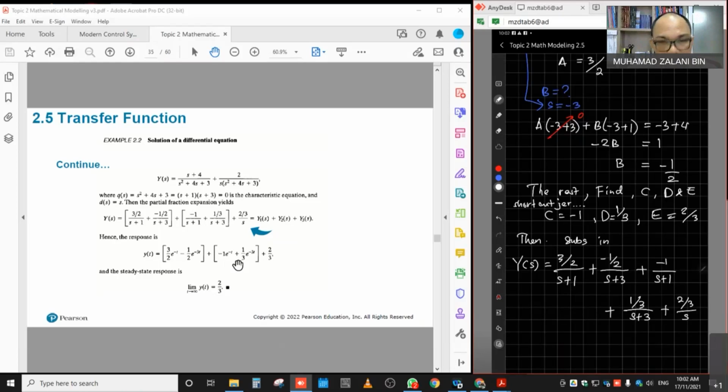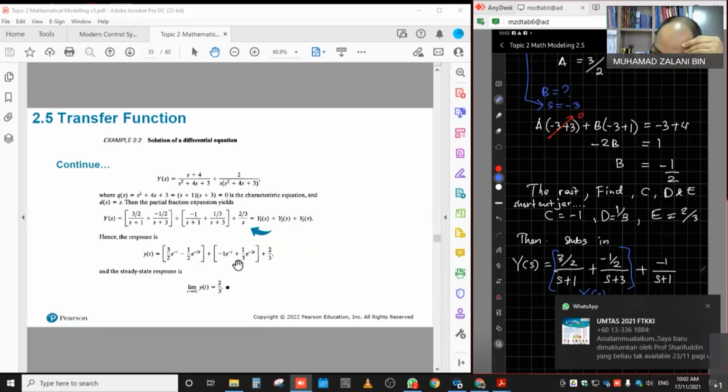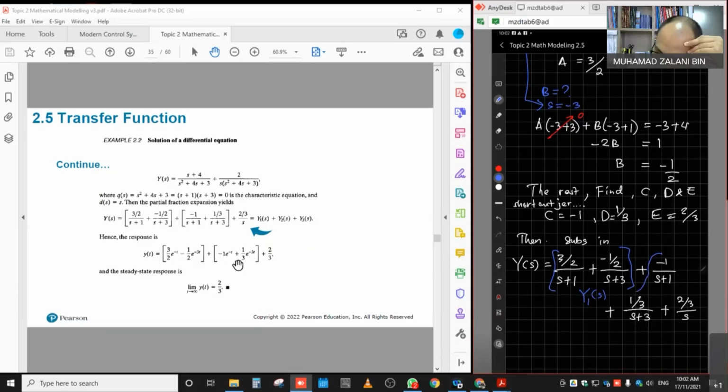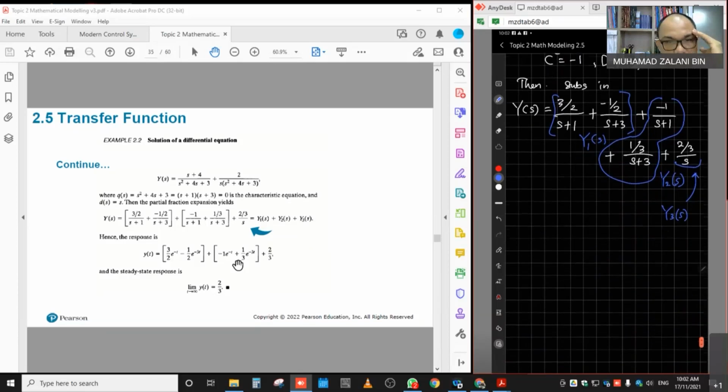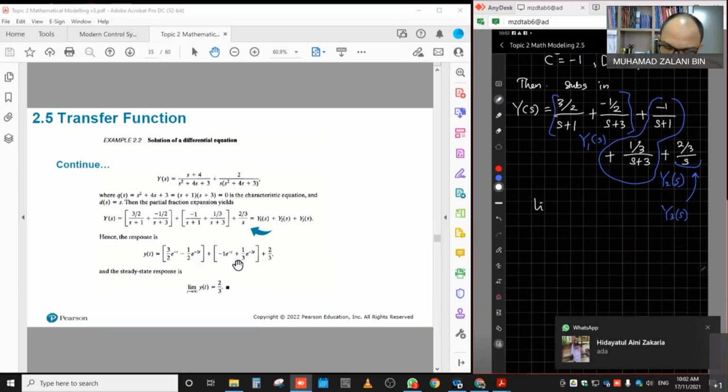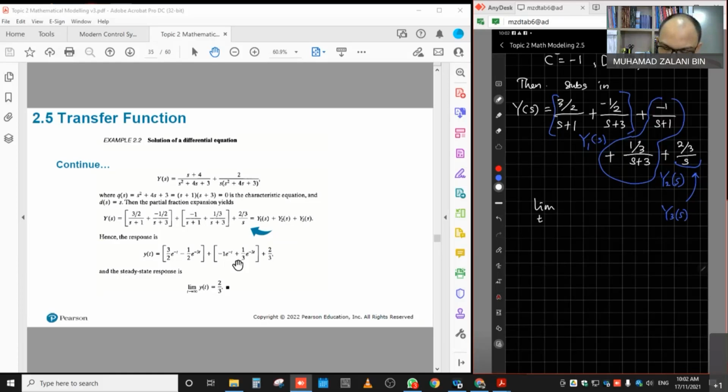Okay, so we got several terms here. Let's say this is the y1 term, this is the second term, y2, and the other one here is the y3 term. So we get Y(s) equals y1 plus y2 plus y3. Let's say if we want to take the limit, t approaching infinity for this particular equation.